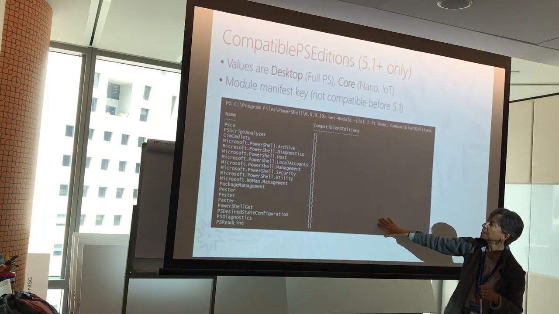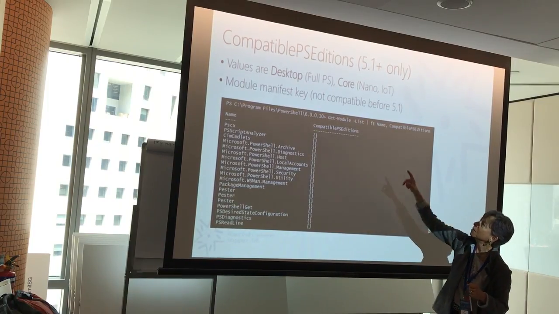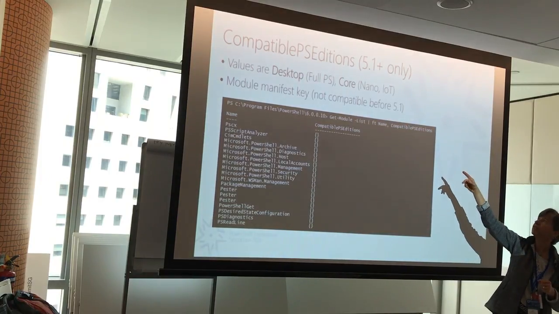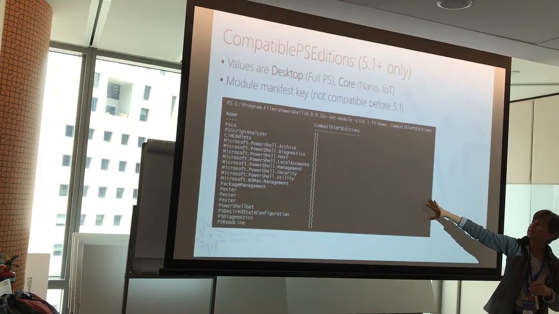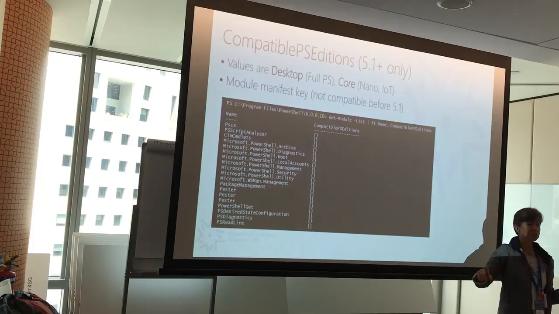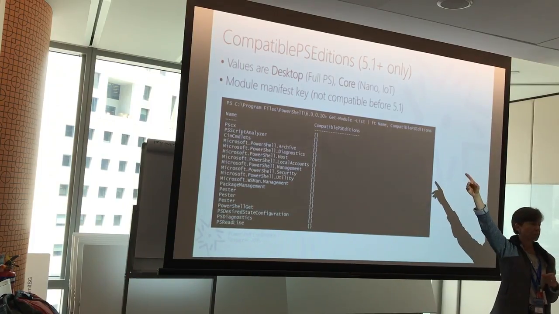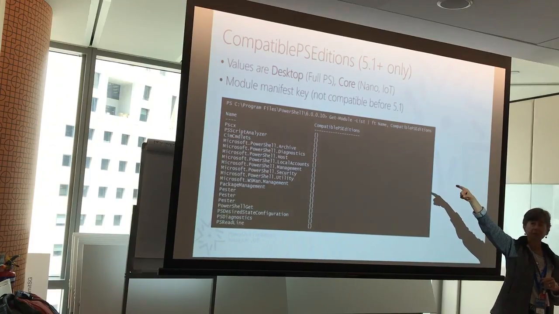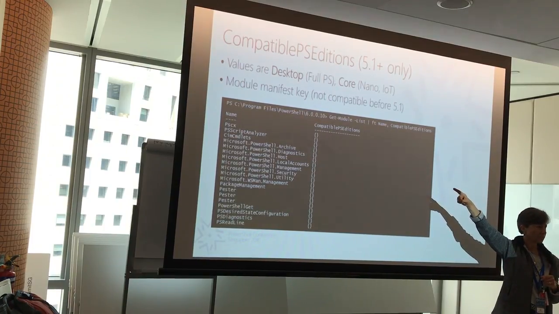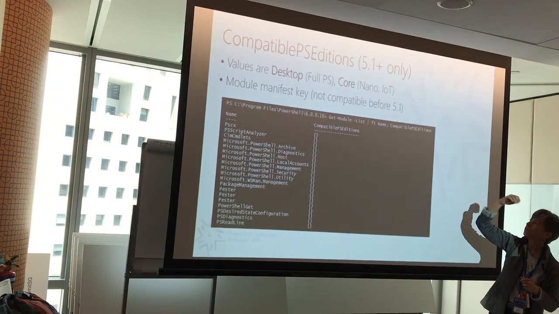Also, when you're selecting modules from PowerShell Gallery, there's a new CompatiblePSEditions field in the module manifest. This is the module manifest key that tells you if it requires the full desktop version or it's also compatible with Nano and IoT in Core CLR. Okay? This is sort of important.